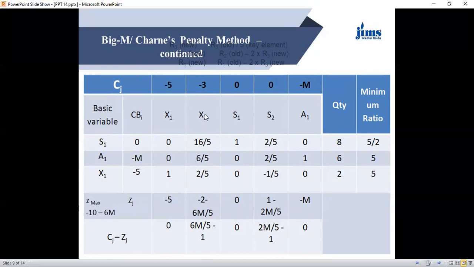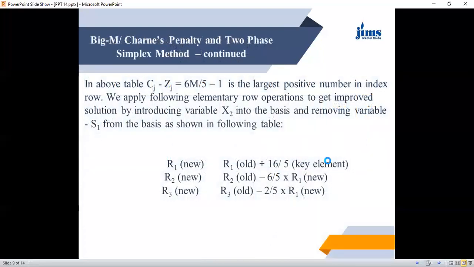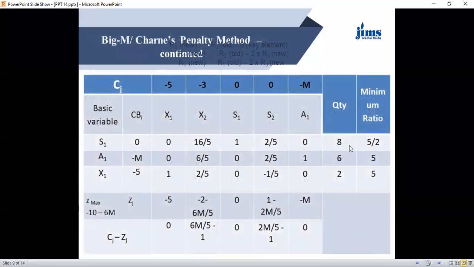It means x2 will be the incoming variable. So x2 will be replaced by what? What we do is divide the quantity column by each of these elements in the key column. So 8 divided by 16 by 5 means 8 into 5 by 16, so this becomes 5 by 2. Then 6 divided by 6 by 5 means 6 into 5 by 6, which is 5. So the minimum value here is 5 by 2.